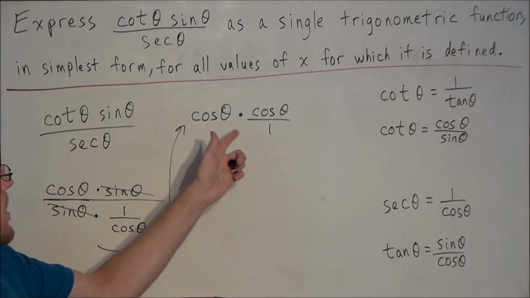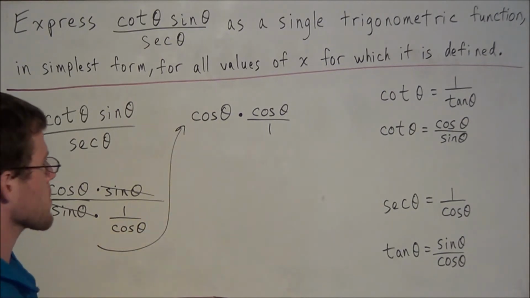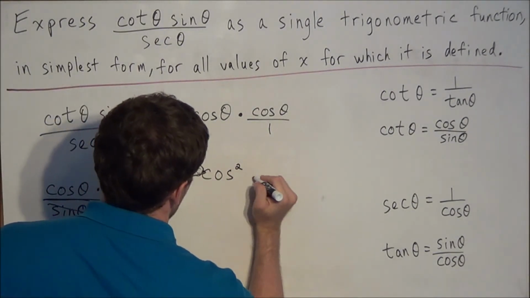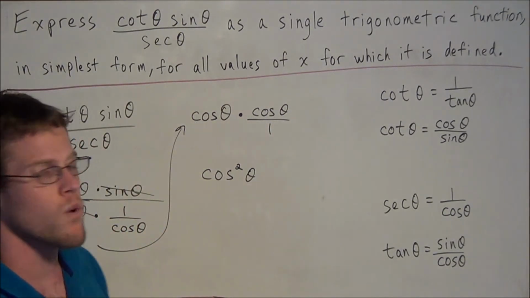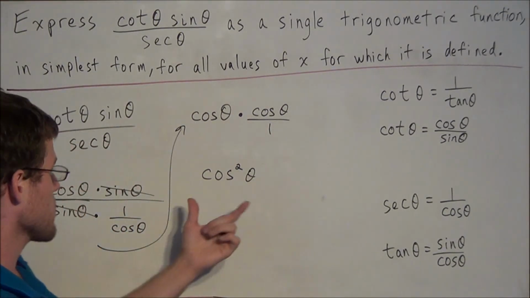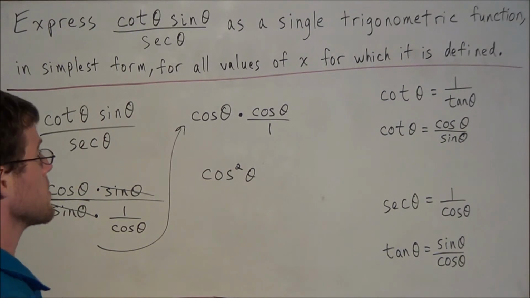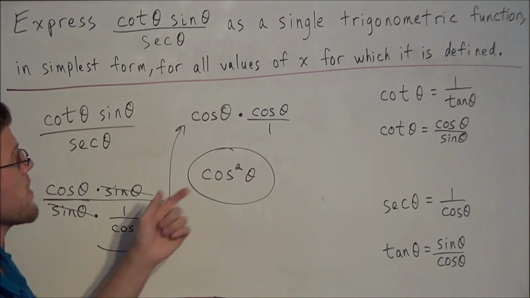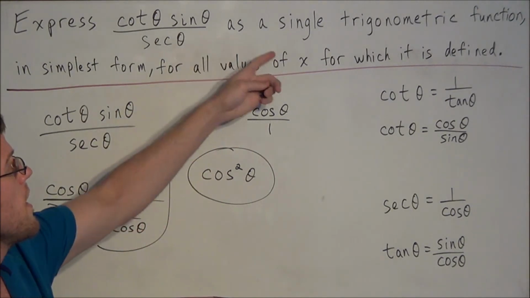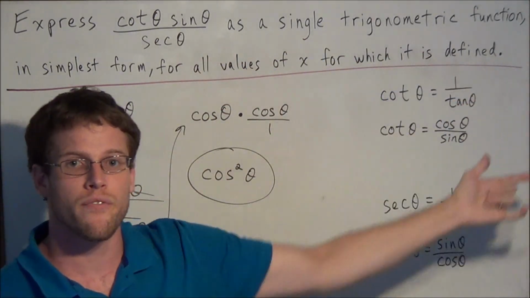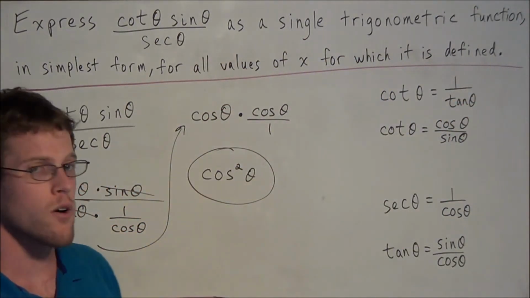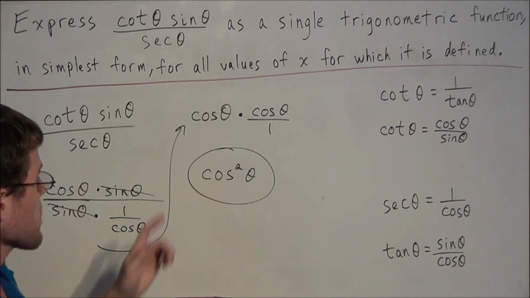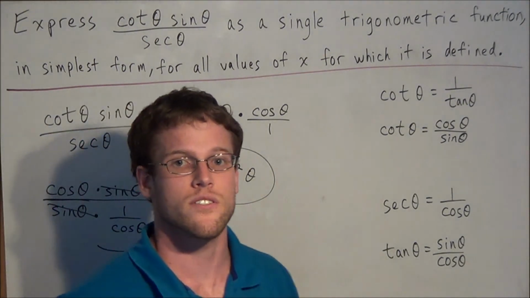But now from this line, cosine theta times cosine theta is simply cosine squared theta divided by 1, but we don't need to write divided by 1 because that'll just give us cosine squared theta. So our final answer is going to be cosine squared theta. Remember, the task was to express this as a single trigonometric function, and cosine is our sole trigonometric function that we're expressing on its own. So this is in fact our final answer.